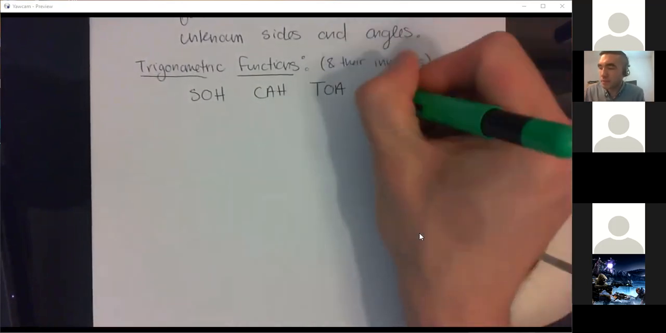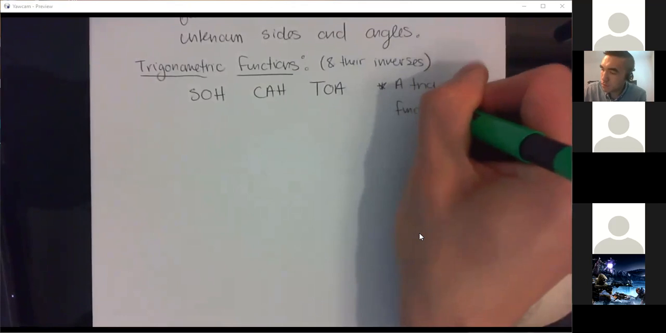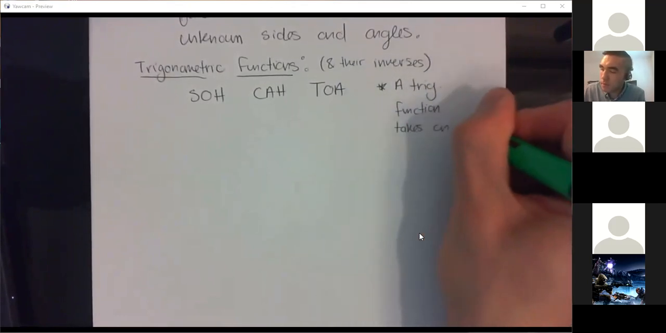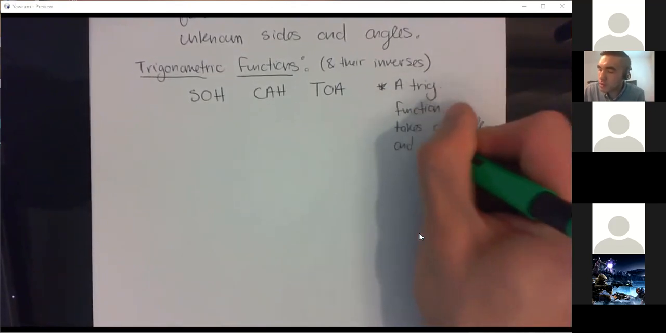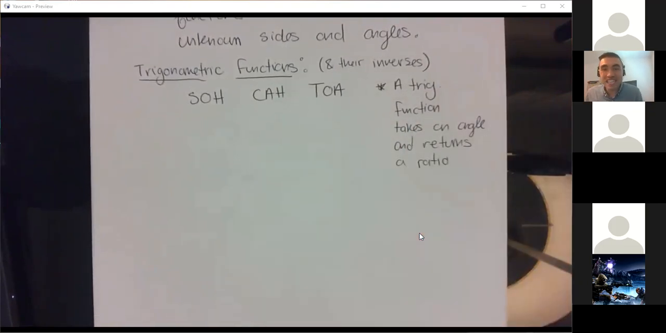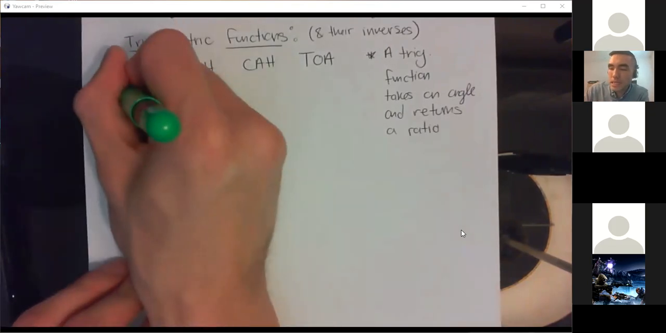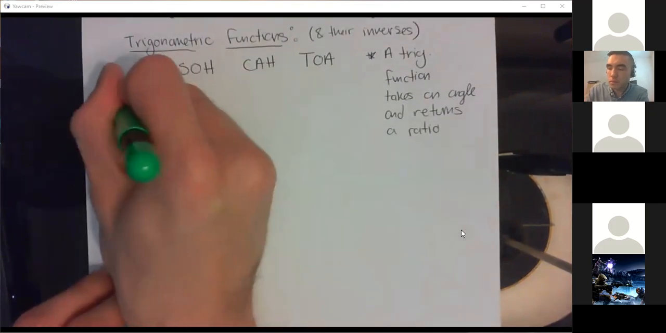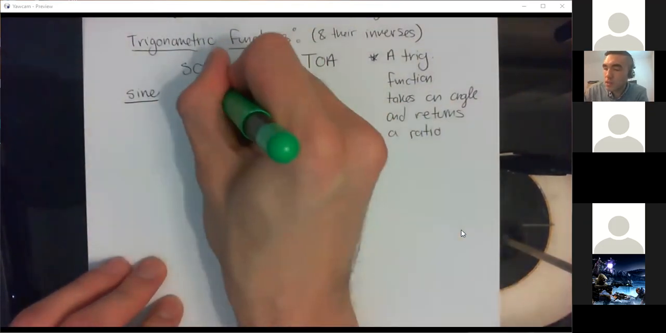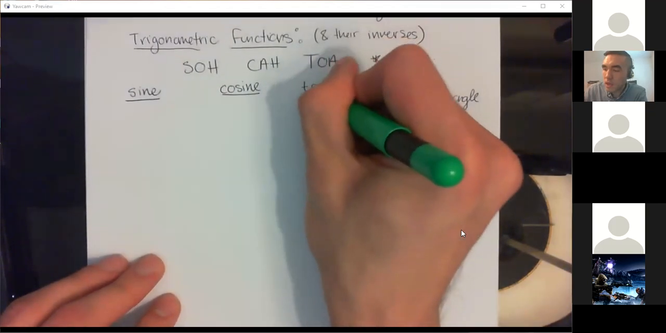A trigonometric function, a trig function, takes an angle and returns a ratio. The input of a trig function is an angle, and its output is a ratio. And we have 3 different trigonometric functions that were come up with by the ancient Greeks. Trigonometric function 1 is sine. Trigonometric function 2 is cosine. And trigonometric function 3 is tangent.